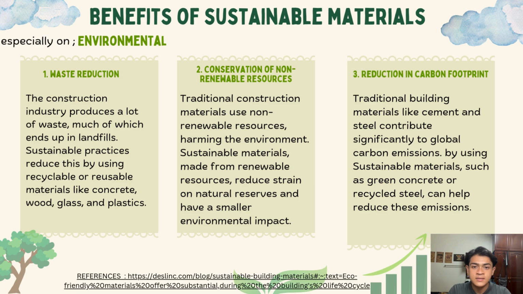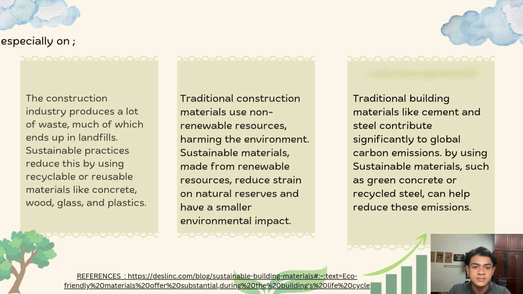The next one is conservation of non-renewable resources. Traditional construction materials use non-renewable resources, harming the environment. Sustainable materials made from renewable resources can reduce strain on natural reserves and have a smaller environmental impact. The last benefit is reduction in carbon footprint. Traditional building materials like cement and steel contribute significantly to global carbon emissions. Using sustainable materials such as green concrete or recycled steel can help reduce these emissions.